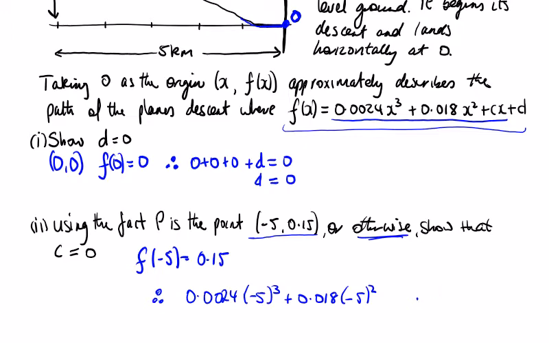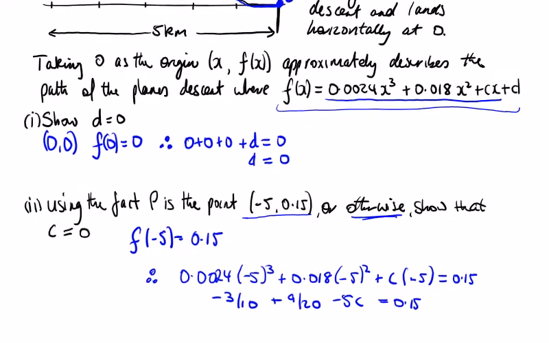Just assuming it was 0, so plus c times minus 5, and that's going to be equal to 0.15. So if we multiply this out, just calculator use here, it's actually going to work out easily. The calculator gives me a fraction for this one: minus 3 over 10 plus 9 over 20 minus 5c equals 0.15. So fractions and decimals in the same question here.